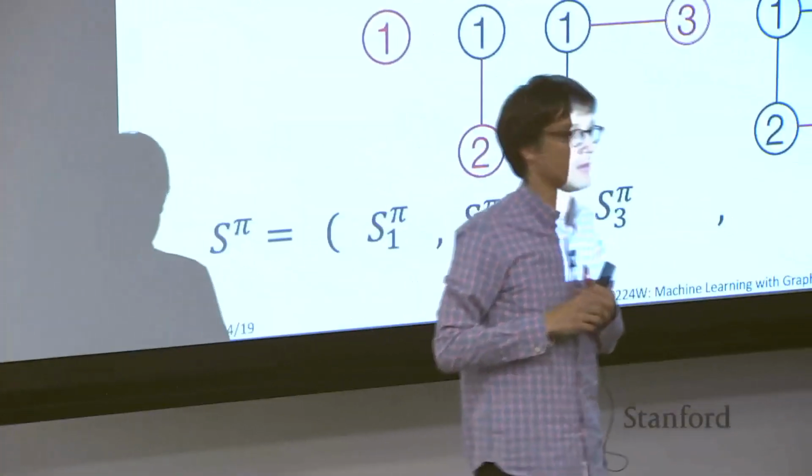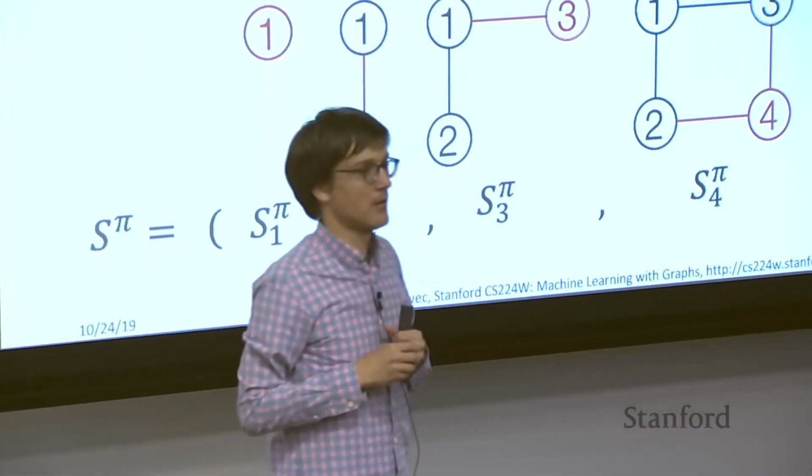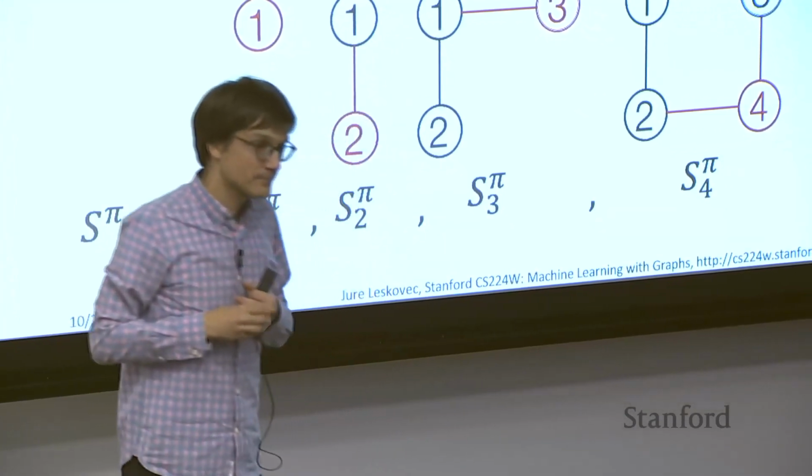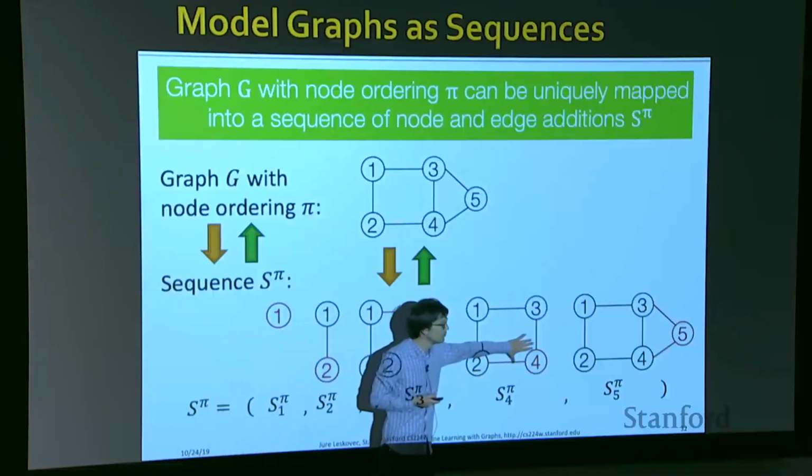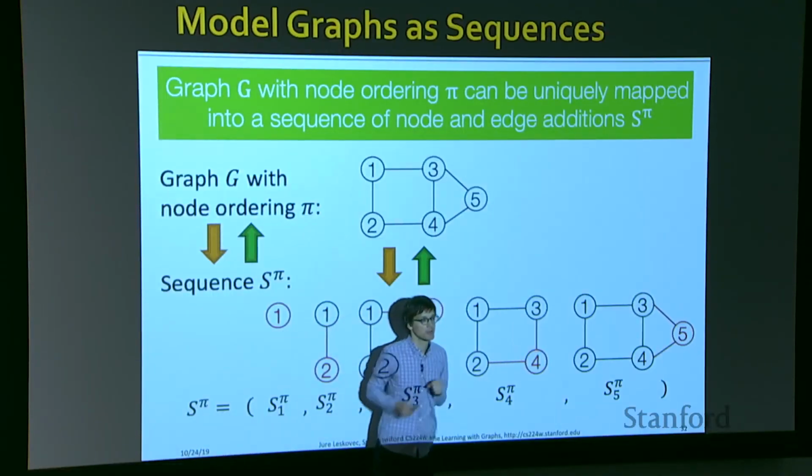Yes? Are we able to add multiple edges in one step, or are we adding one edge in one node per step? We are adding, so for example, here notice we need to add 2 edges per step. Right?